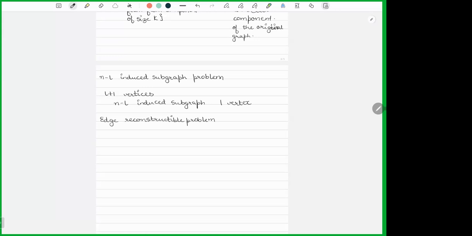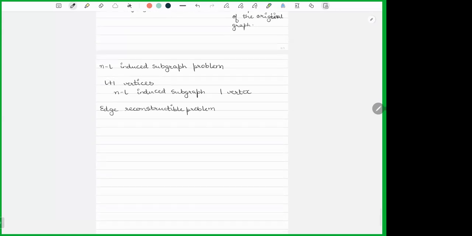So the problem is, what if I lost one of the cards from these n minus 1 induced subgraphs? Then can we say what the original graph is? We have seen that some of the graphs are reconstructible using the n minus 1 induced subgraphs. But what if I lost one of the cards? Can we still reconstruct the original graph? There has been some research in that area, and there is one very interesting result by Bollobás.